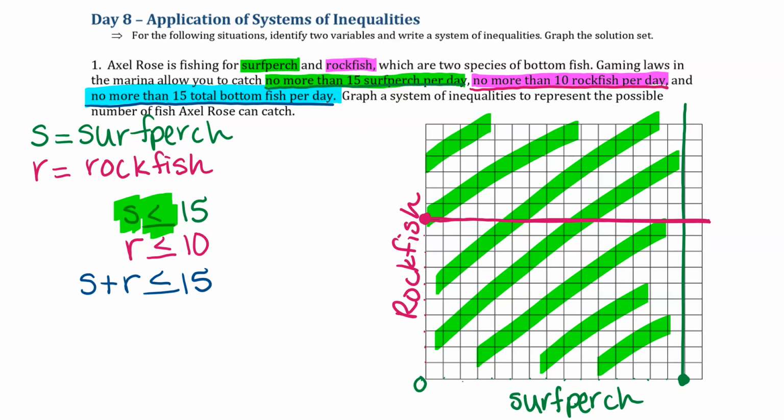Okay, shading time. This is less than. Less than means I shade below the line where the small rock fishes are. So I'm going to shade below right here.